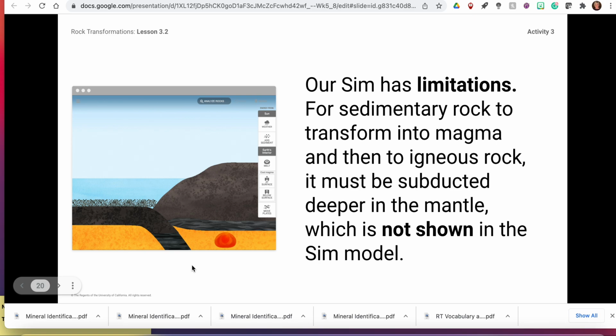So we do have limitations for the sim, but don't let that stop you from working through what you know to be true, how the rock is formed. So just use the key concepts from PB1 and PB2 to say, okay, if I want sedimentary rock to turn into igneous rock, it has to melt. Okay, that's key concept number 5. And then it has to cool and harden either above or below the surface. That's key concept number 3. So you've got the information. You just need to kind of walk it through.